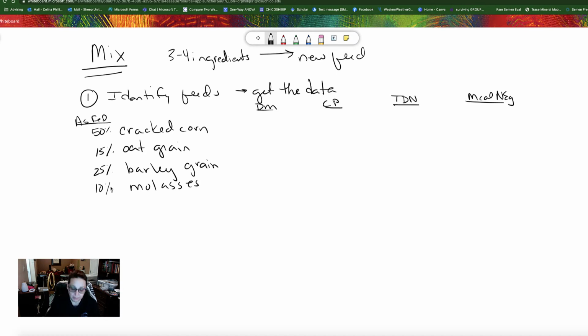If I look up the dry matter percentage for all of these feeds, I'm going to fill out this table. I'll put in the dry matter, protein as a percent of dry matter, TDN as a percent of dry matter, and the megacalories of net energy for gain per pound of dry matter. So let me go ahead and fill in this table.